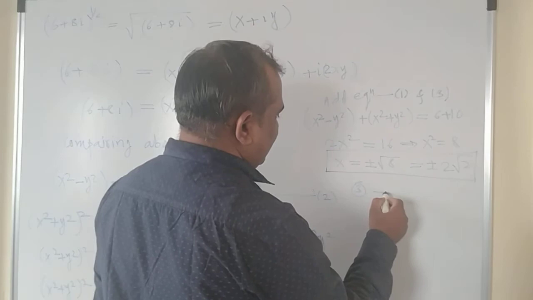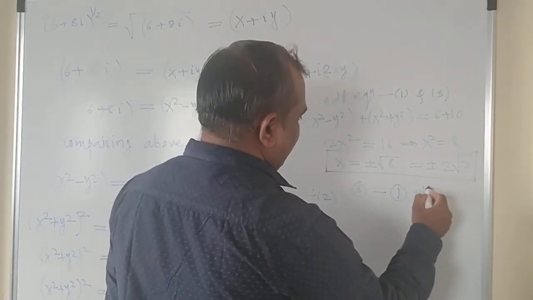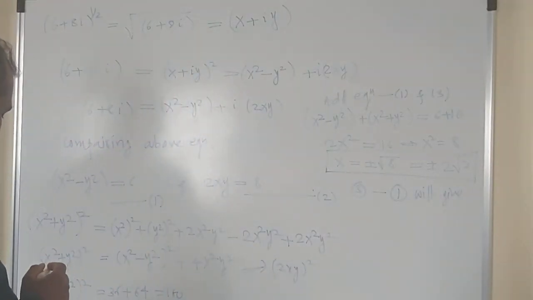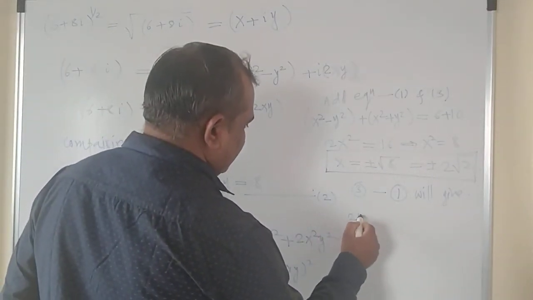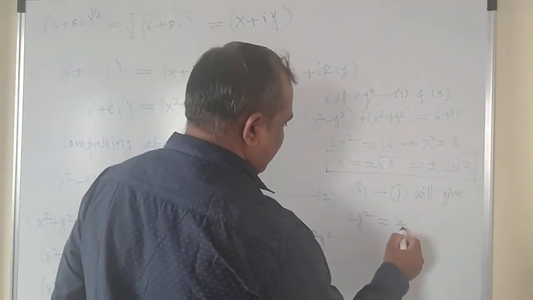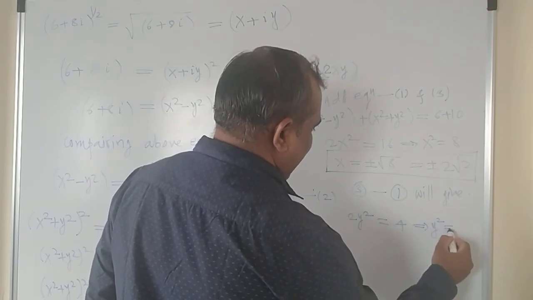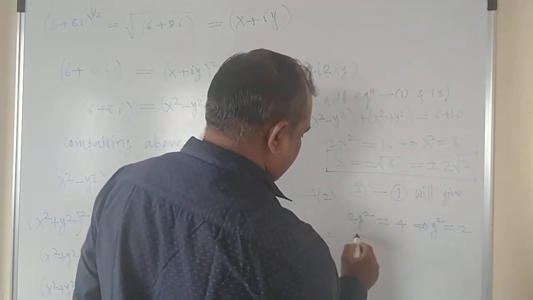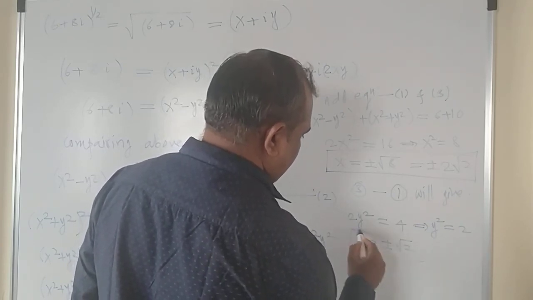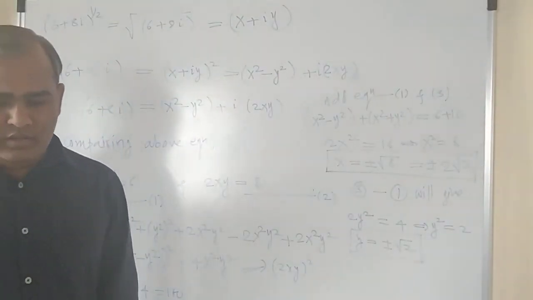I will write directly equation number 3 minus equation number 1 will give how much? x square plus y square minus x square minus y square, so 2y square. So this is 2y square is equal to 10 minus 6 is 4, right? And this implies y square is equals to 2. This gives me y is equal to plus minus root 2, right? Now you got this one, isn't it?